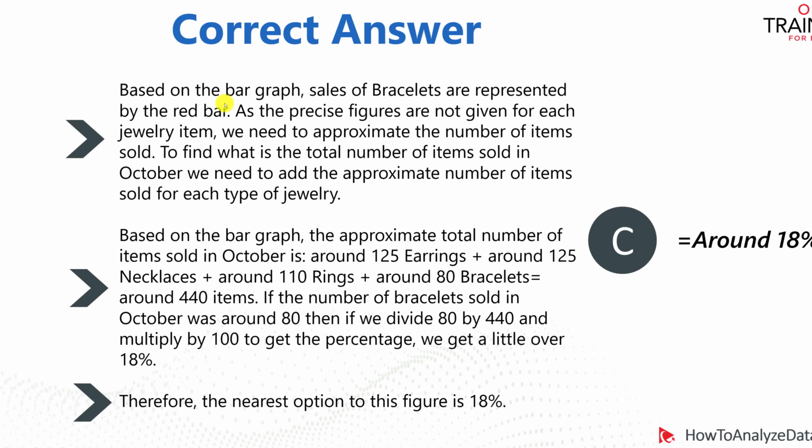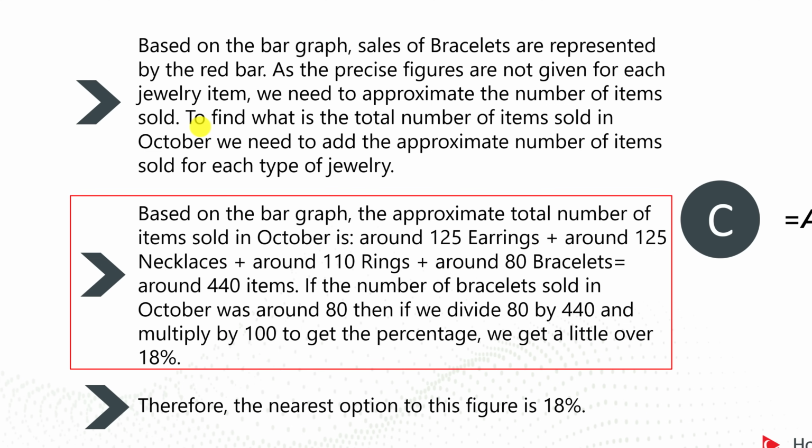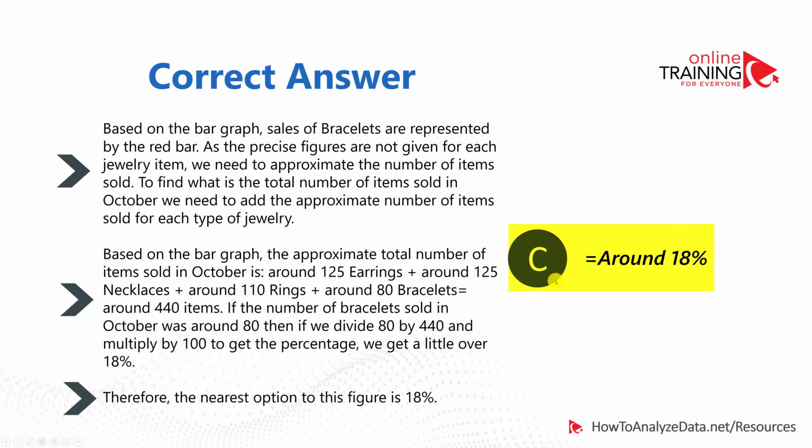Let's recap. Based on the bar graph, sales of bracelets are represented by the red bar. We do not have precise figures for the sales, so we need to approximate the numbers. Based on the graph, the approximate number of items sold in October are about 125 earrings, about 125 necklaces, and about 110 rings, plus about 80 bracelets. Total of 440 items. To calculate the percentage of bracelets sold, we need to divide 80 by 440 and multiply by 100. The number of bracelets sold in October represented by about 18%. Hopefully you've got this one correctly, as this question involved a lot of calculations.